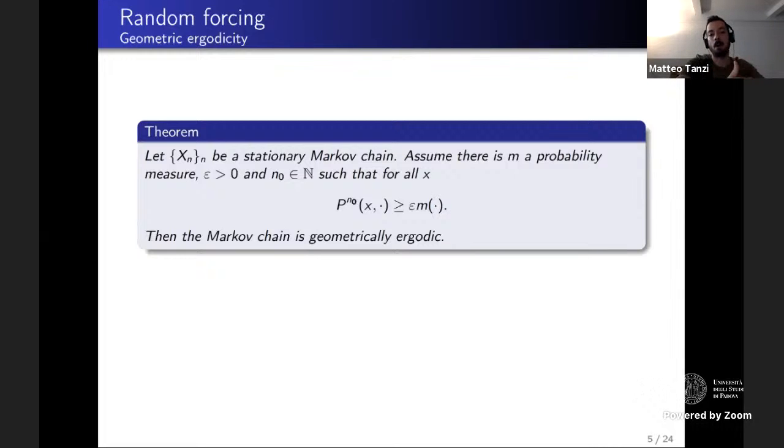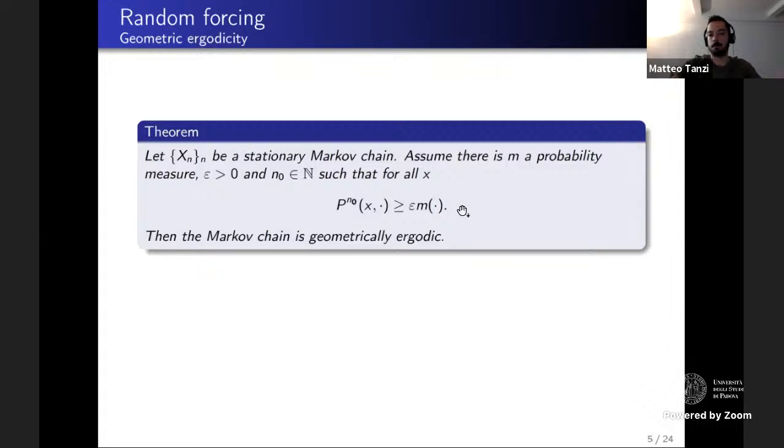From that time on, that common measure evolves the same for everybody, because it's just a common measure. Then you can wait another n0 steps and you will have, again, another fraction of the measure that's common, and it starts evolving altogether. And this is what, by a coupling argument, gives the geometric ergodicity of the Markov chain.